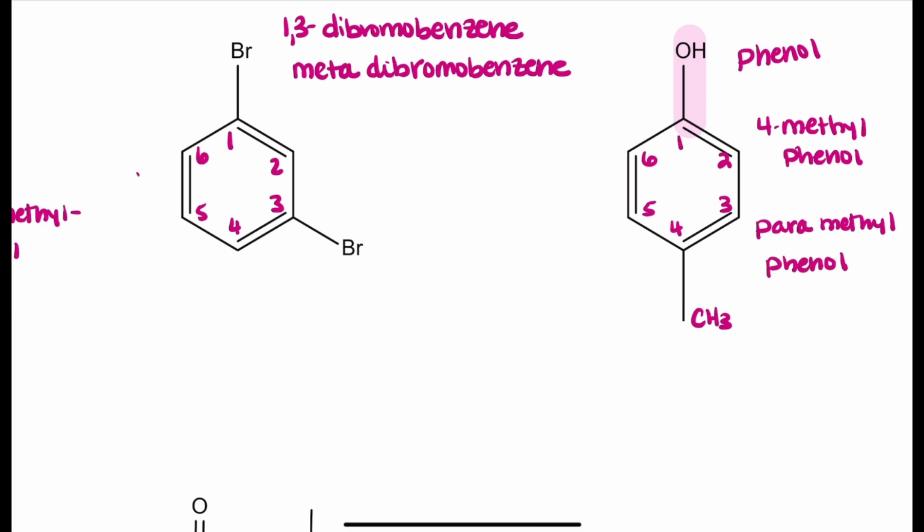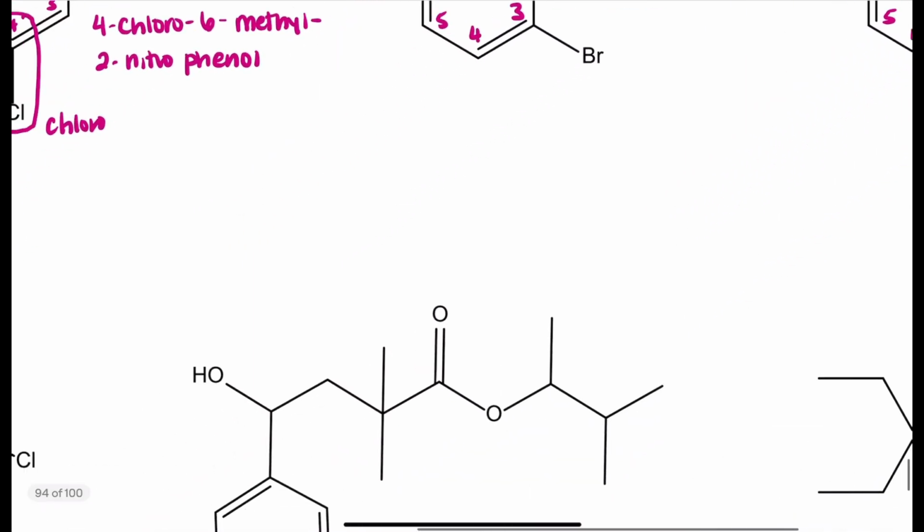You could also just call it p-methylphenol. Some people abbreviate to the P. For this class, you would need to say either 4-methyl, or you would need to fully say para, not just the P. Let's scroll down to, there it is.